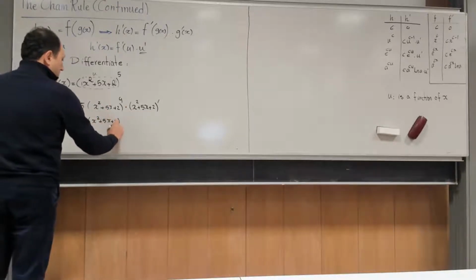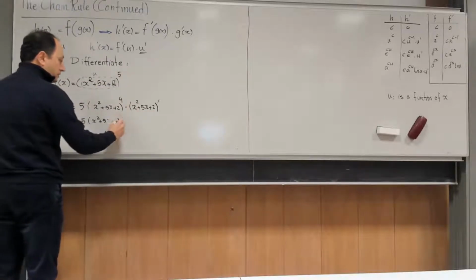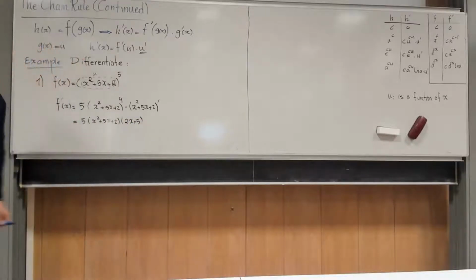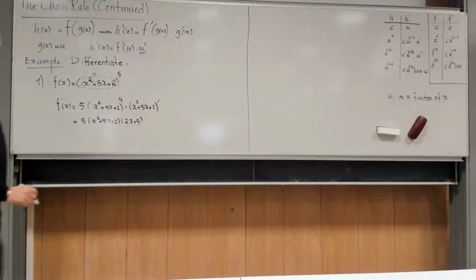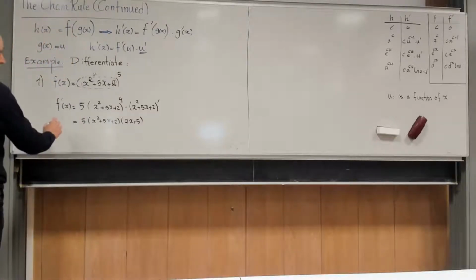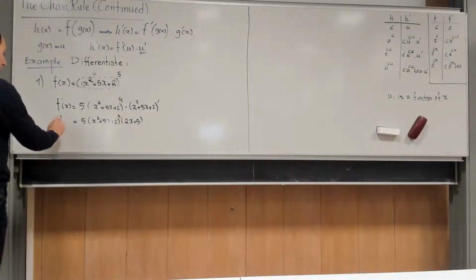But I have to take the derivative of this one, which is a very simple problem. It becomes 2x plus 5. And that's the end of the problem. Is that clear? Okay. Pardon? Power of 4, not 5? Ah, yeah, thank you very much. So this is the final answer, f prime of x.